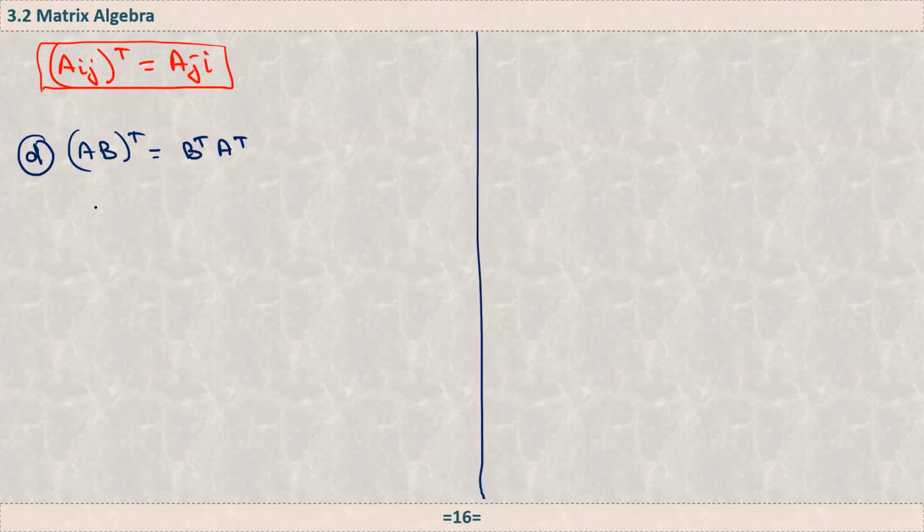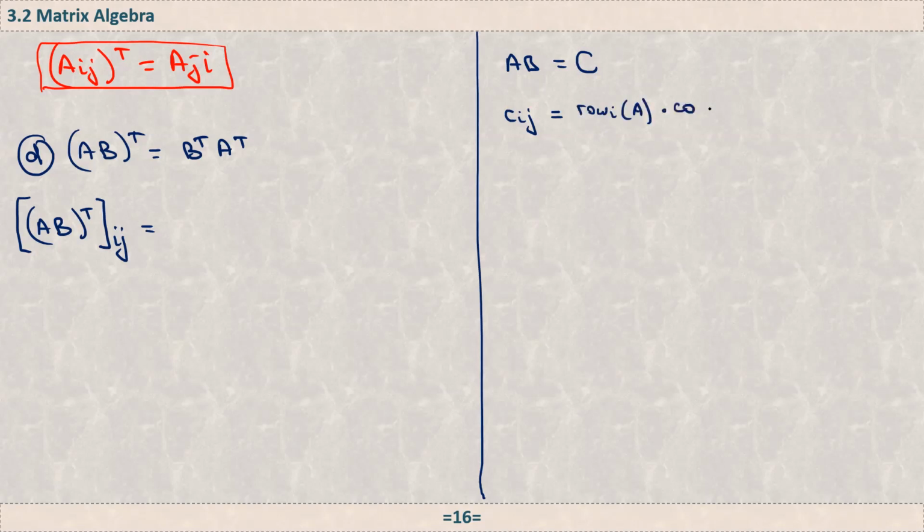So again, by using the definition, for this (AB) transpose, let's just get only one entry, that is the ij entry. By the definition, if you remember, how did we define the product of A times B? Let's say the product equals C. That means the Cij entry is just equal to row i of A multiplied by column j of B.